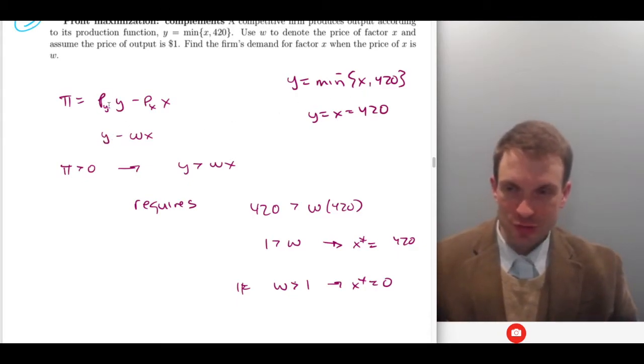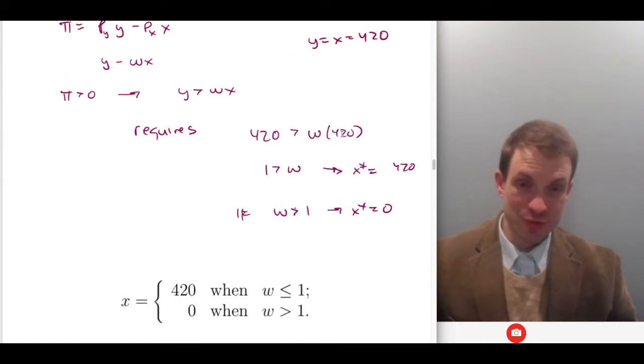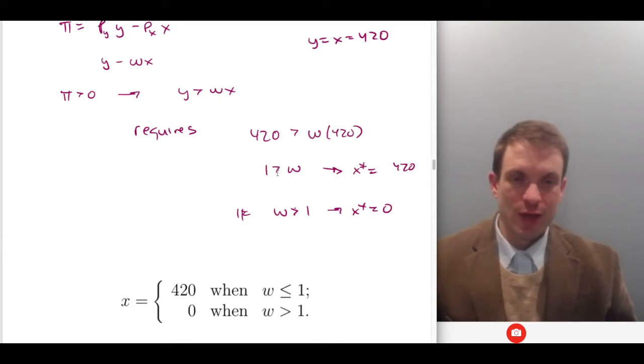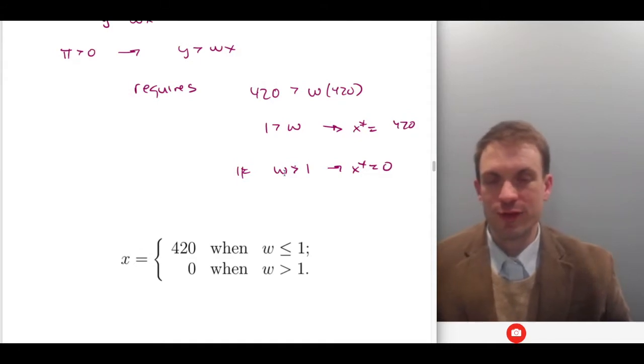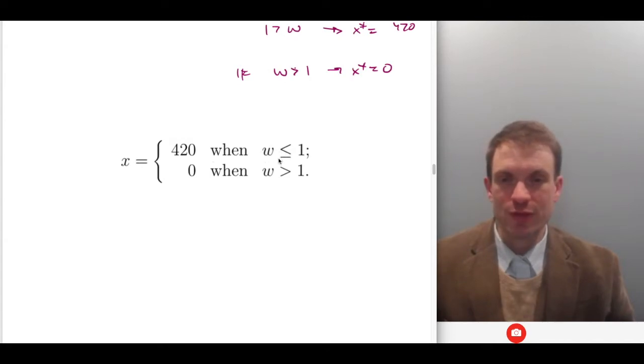Y minus, so this is 1. Price of the output good was just 1. So then the price of the input was w. If there's positive profit, this requires y is bigger than wx, right? Well, that requires 420 is bigger than w times 420, because we got these equal. And so then w has to be less than 1. And if so, then the optimal amount of input x is going to be 420. And if not, if w is bigger than 1, then x is going to be 0. So it's 420 when w is less than or equal to 1, and 0 when w is bigger than 1.